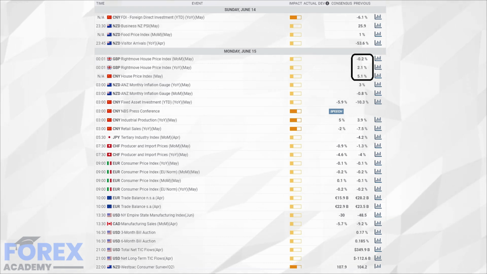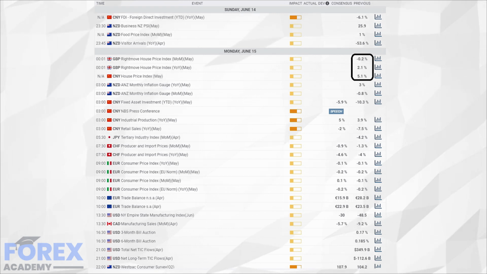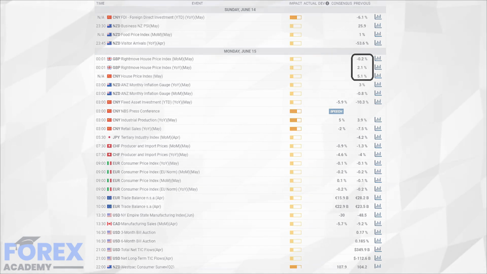Also, you should compare the HPI release number to the consensus value and the previous release, and remember that the markets do not like shocks. Deviations from the consensus and the previous releases can cause market instability.